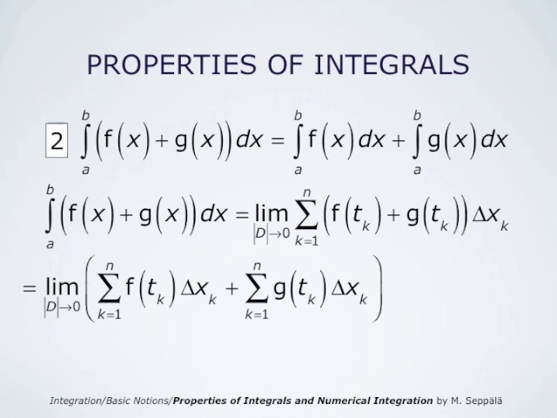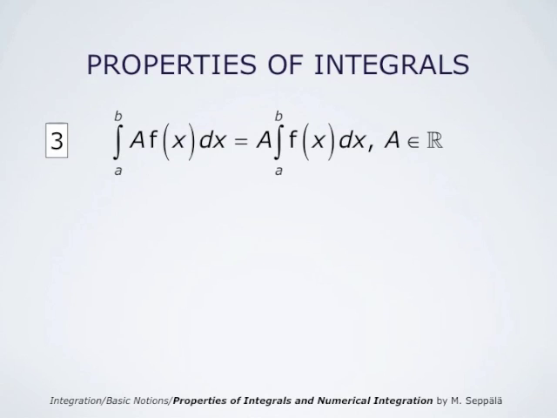sum of Riemann sums, and since the limit of a sum is sum of limits, we conclude that this limit of the sum is integral from a to b f of x dx plus integral from a to b g of x dx. Since all Riemann sums are just finite sums, we may rearrange the terms any way we wish, and the sum does not change.